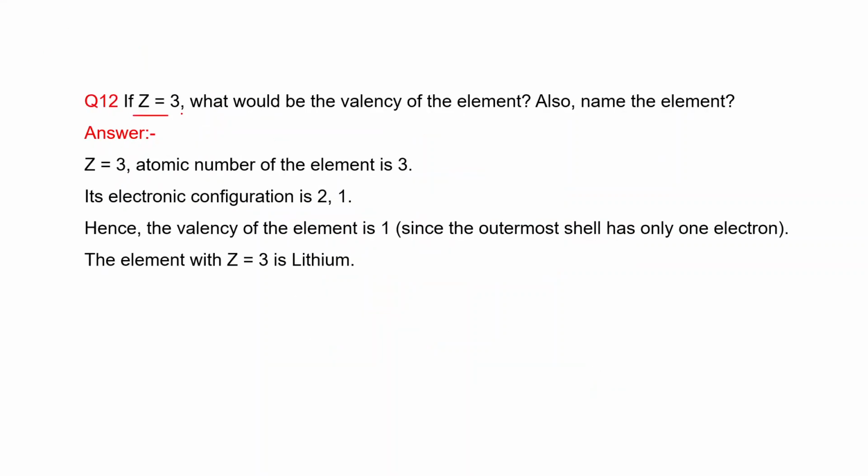If Z is equal to 3, what would be the valency of the element? Also name the element. Now, what is Z? Z is the atomic number. The atomic number of the element is 3. That's why we can write its electronic configuration as 2, 1, and in the outermost shell, 1 electron is there. That's why we can say the valency of the element is 1, since the outermost shell has only 1 electron. And when the atomic number is 3, the element is lithium.